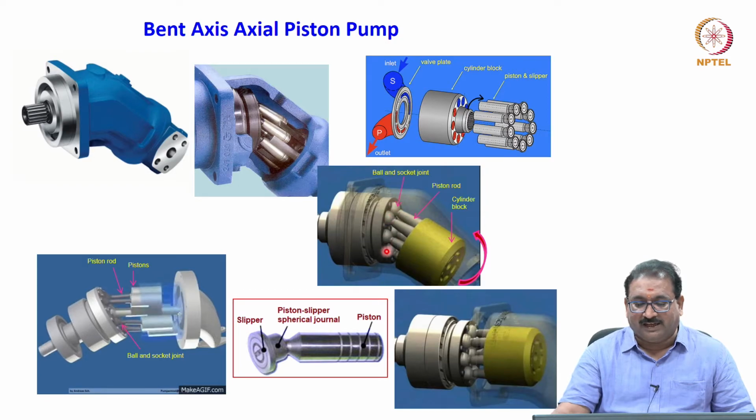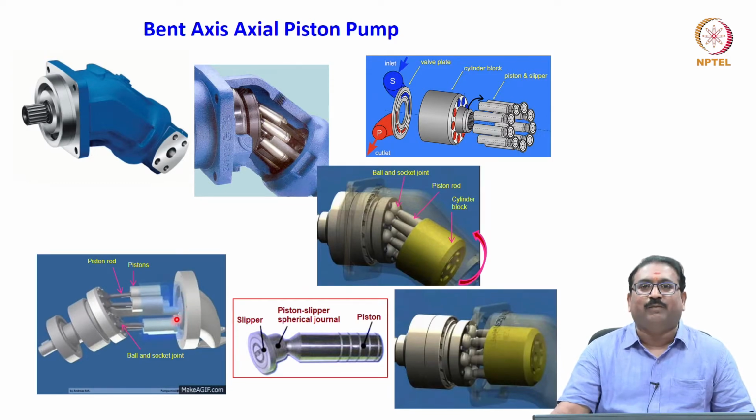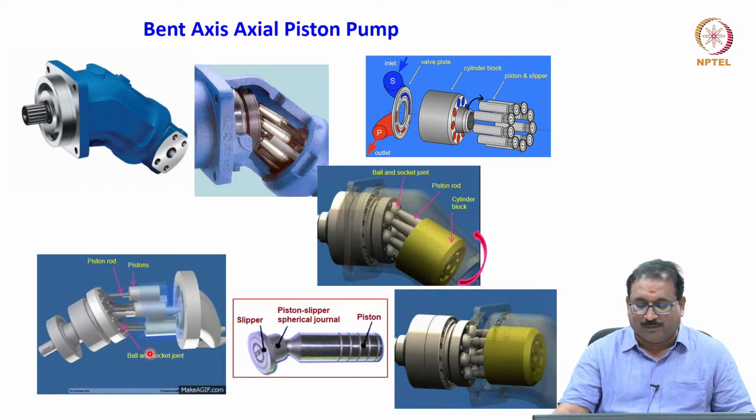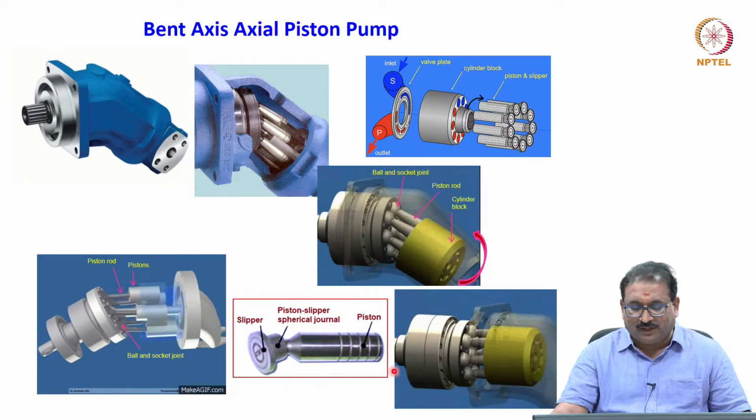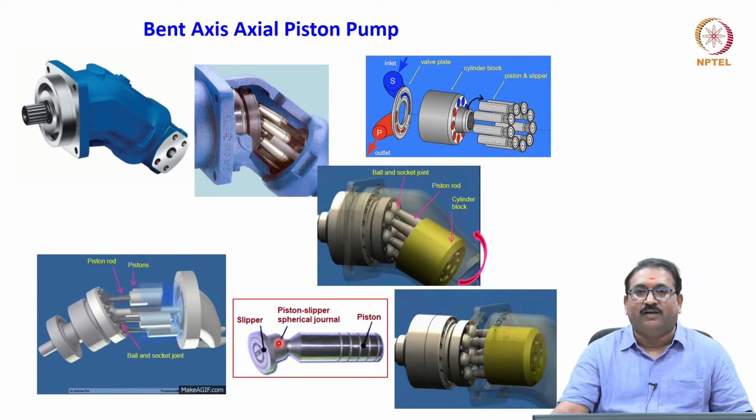For easy understanding, I have borrowed some of the actual figures to explain to you people. Cylinder block and a ball and socket joint, pistons. Then also you will see here how the arrangements are made. Always the inclination between the drive shaft axis and the cylinder block. Then if you see the one piston, this is called a piston and slipper, spherical journal. This is a slipper. It will go here to the cylinder block. See the arrangements here, how the arrangements are made here.